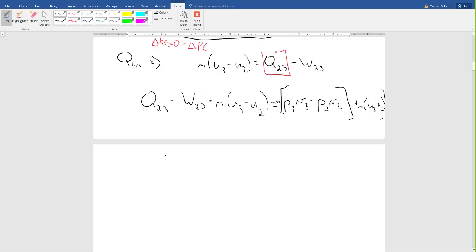Again, I collect by the state number from 2, 3, right? So this is going to be U3. I'm going to put Q over M because I already ran out of room. U3 plus P3 V3 minus U2 minus P2 V2. And this is going to be H3 minus H2.